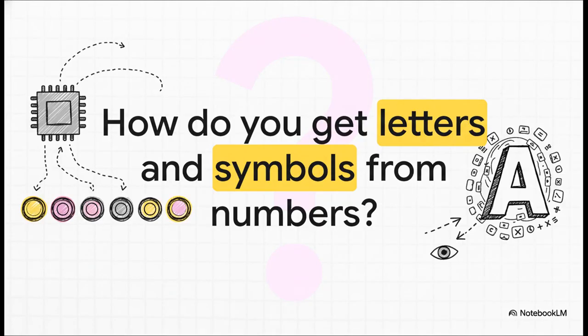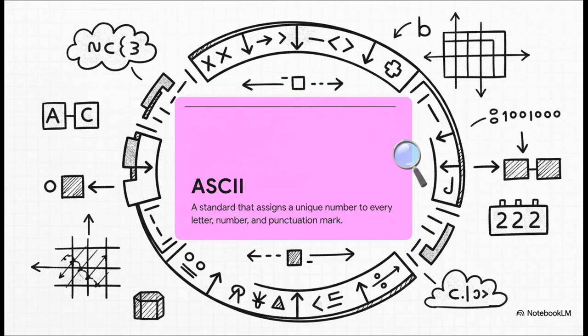A computer sees a pattern of 8 switches, a byte, and it understands it as a number between 0 and 255. But how does it know that we want to see that exact same pattern as, say, the letter A? Well, the simple answer is, we told it how. We gave it a universal secret decoder ring.